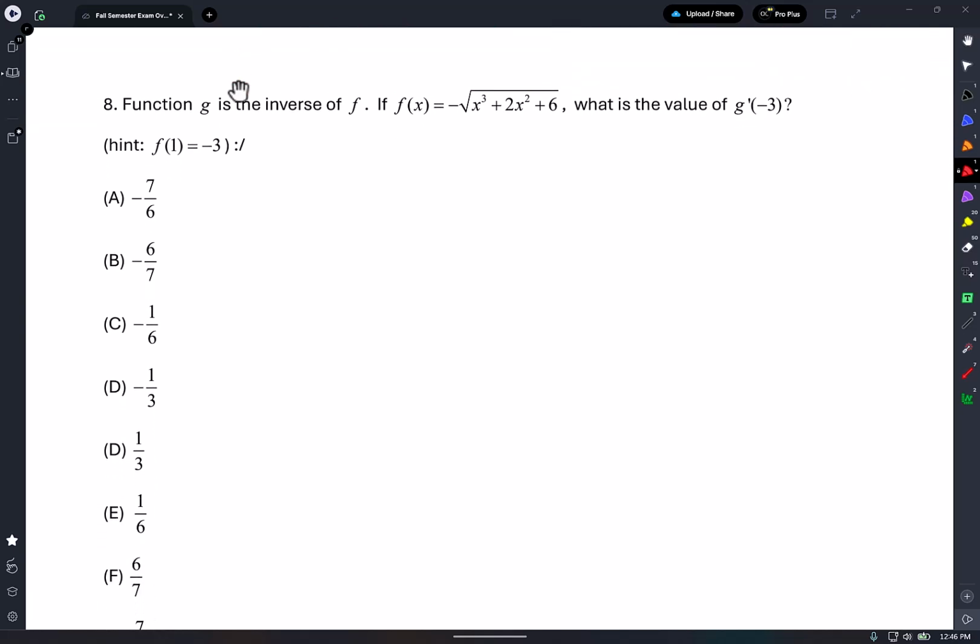All right. Function g is the inverse of f. If f of x equals that, what is the value of g prime, the derivative of g, at -3? And they give us a hint. That is a cool hint. So that means we don't have to think too much about it. Remember, f and g are inverses. So if f of 1 equals -3, that means g of -3 equals 1. So I just got to find the derivative at 1, and whatever derivative I get, I'm just going to take the reciprocal of it, guys.